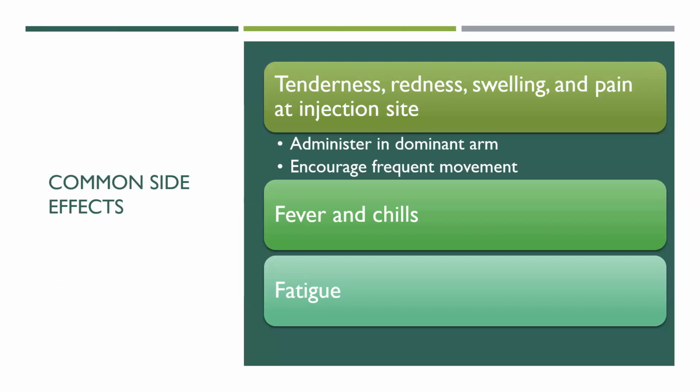Common side effects of all vaccines is going to be tenderness, redness, swelling, and pain at the injection site. So we would want to educate the patient to move that arm frequently if it's given in the deltoid. And we would also want to administer it in their dominant arm because they're more likely to move that arm, and that kind of helps with some of the pain. Other side effects is we can see development of fever and chills, as well as fatigue.